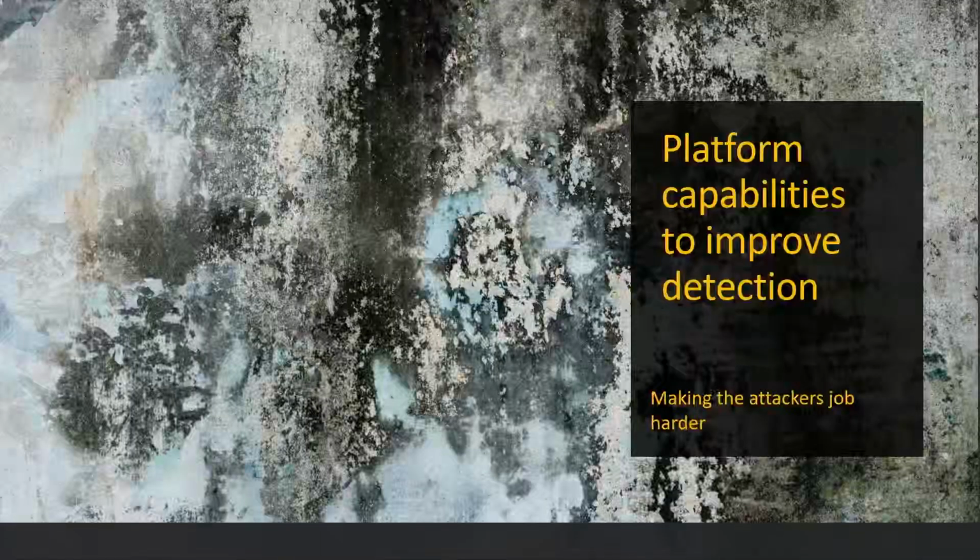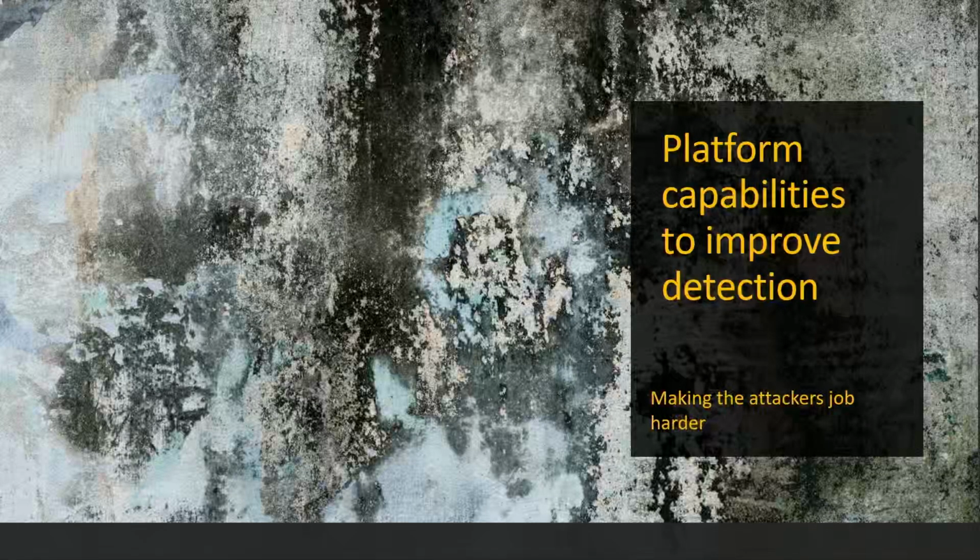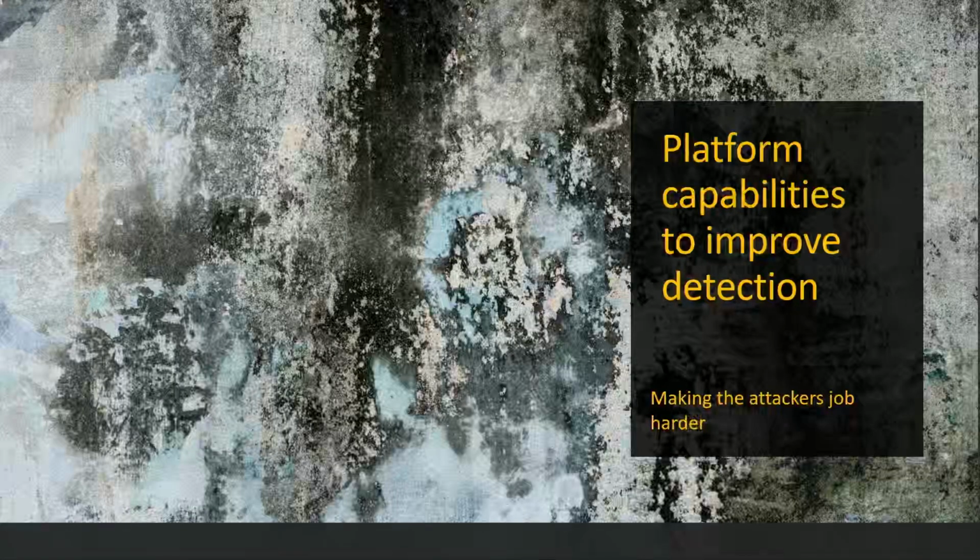Okay, so next I'm going to pass the presentation to Ravi to talk about how our platform capabilities can improve detection to make the attacker's job harder. Thanks, Lee. All right, so hopefully with Lee walking through the 3 phases that we went through in the case study, it gives you a good idea of how using this technique called generative adversarial machine learning is quite powerful to essentially undo the intelligence that is embedded when you train a machine learning model.